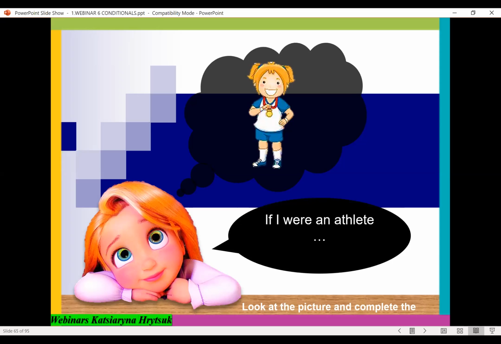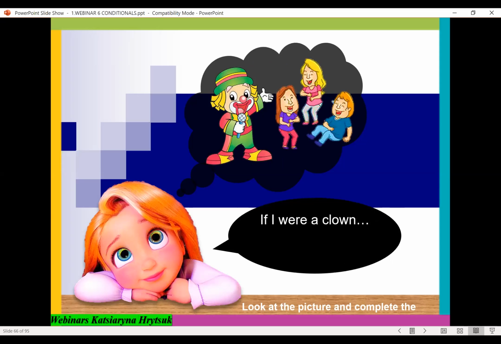Emilia. If I were an athlete, I would do sport every day. Okay, I would do, yes. I would win a gold medal. I would win. Olivier. If I were a clown, I would make people happy or laughing. Okay, I would make people happy. I would make people laugh.